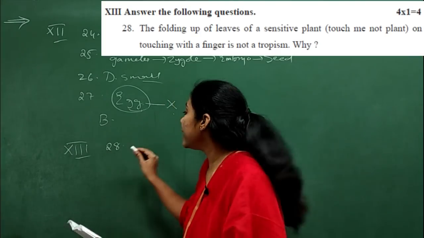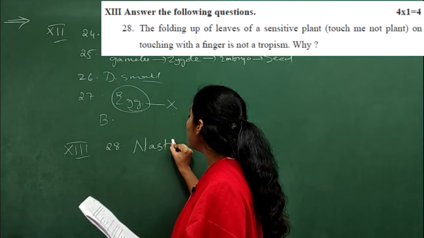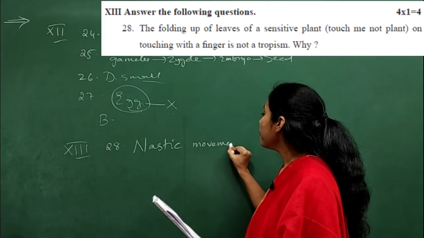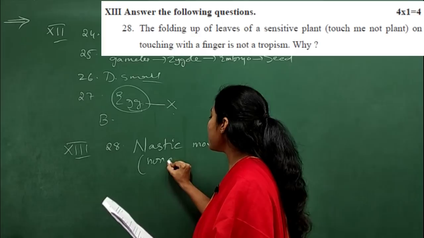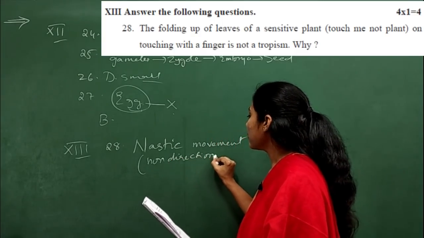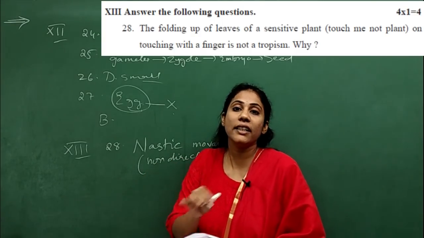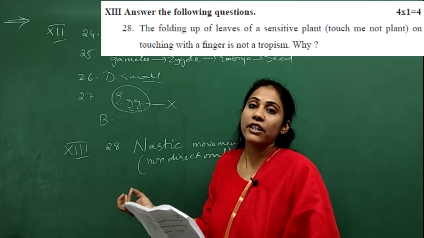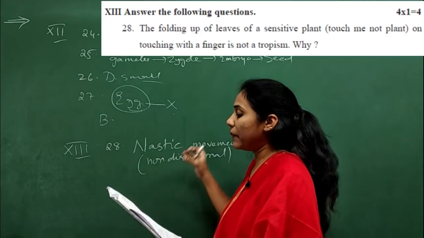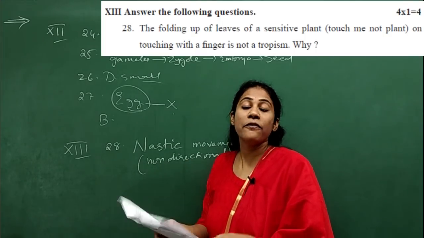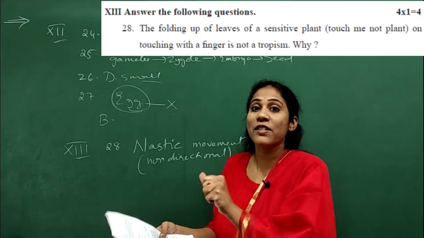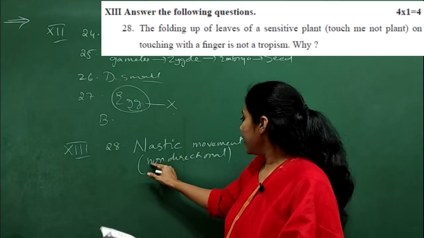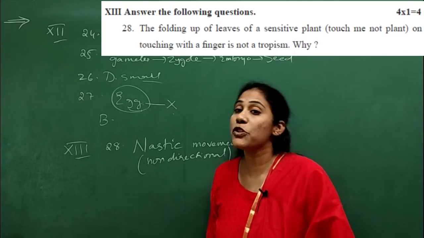So we call it nastic movement. The movement that you observe in the touch me not plant is nastic movement, which is non-directional. By changing the water content of the leaves, the leaves get folded, isn't it? That non-directional movement is called nastic movement. It is because of this reason that when you touch with a finger, they get folded. It is not called tropism. It's not related to any tropic movement, because it is non-directional. That's why you don't call it tropic movement.